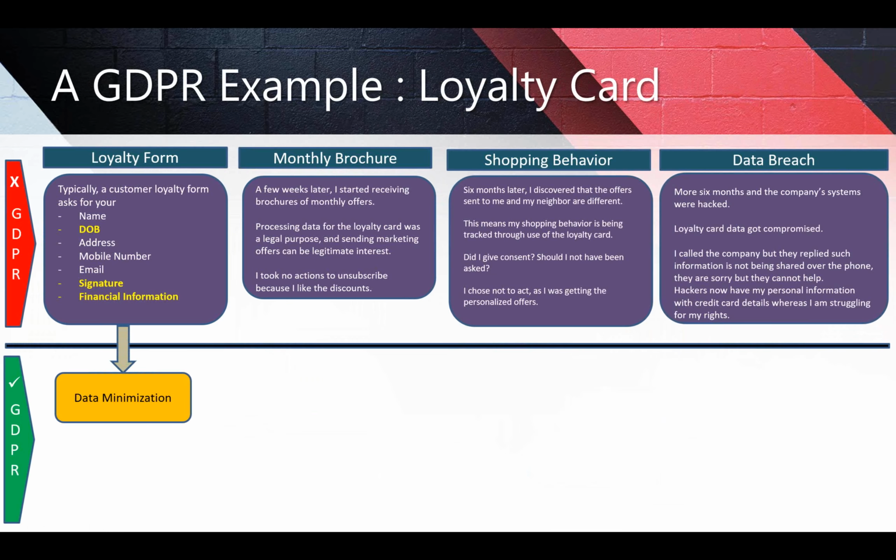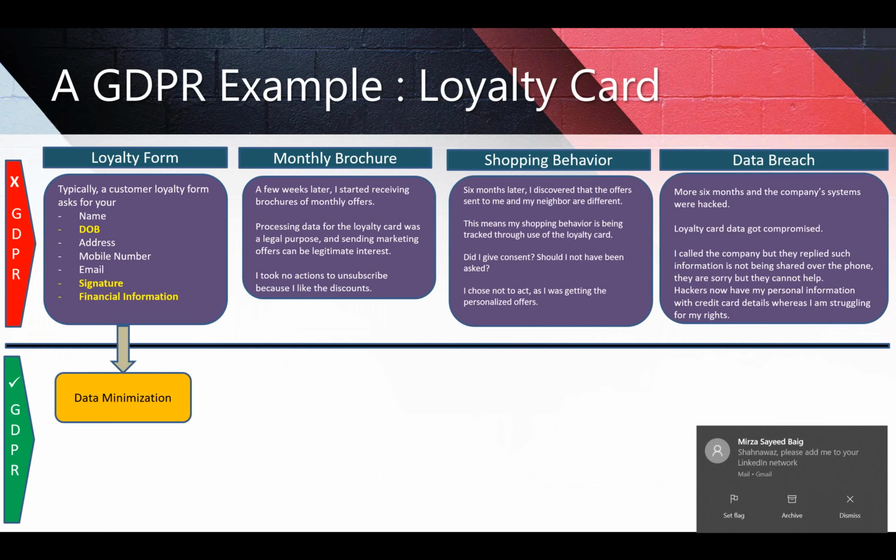With GDPR, your favorite store is obliged to apply the data minimization principles. So they will think twice before collecting your personal data, about how much data they really require. They will ask this question, whether date of birth is really required.